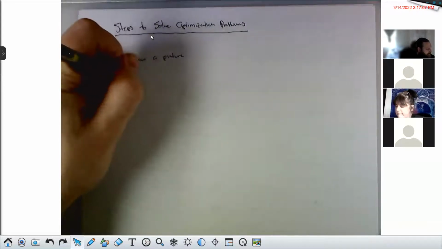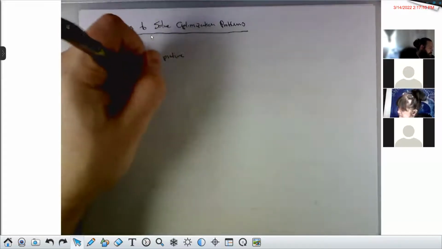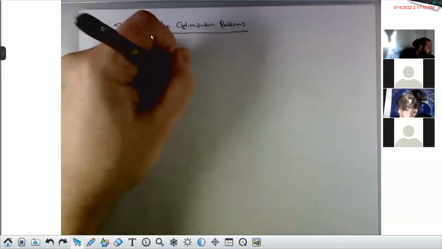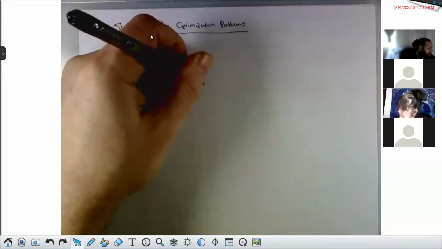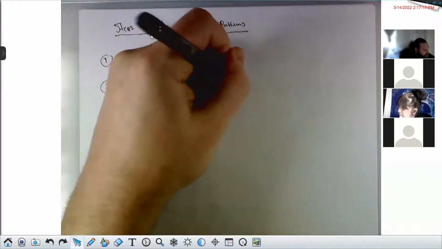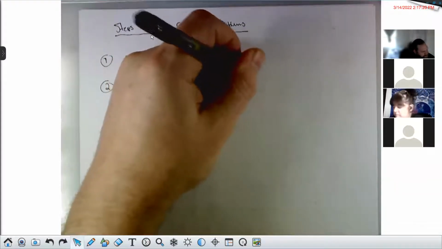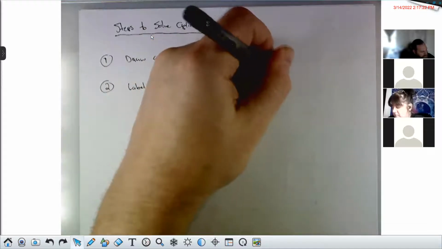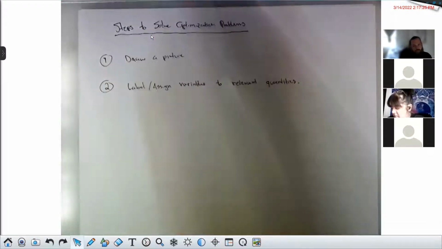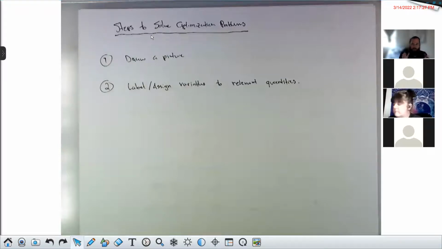Then you're going to label or assign variables to the relevant quantities. Like the lengths of the field and the area of the field were the relevant quantities in the last one. 2 of those lengths were the same, so I called them both x. 1 of those lengths could be different, so I called it y. And of course, the area can change, so we want to make sure that we assign variables to all the relevant quantities.